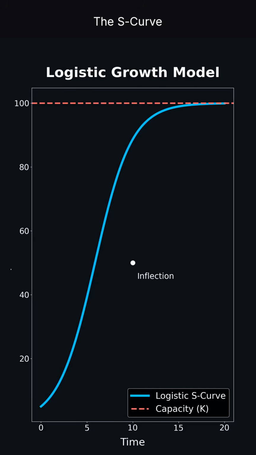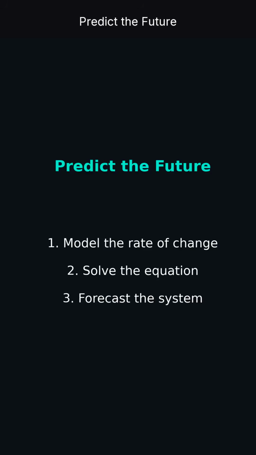The population accelerates early on when resources are plentiful. But after reaching an inflection point, the growth slows down, and the population asymptotically approaches the carrying capacity limit, without ever crossing it. This is the profound power of calculus.